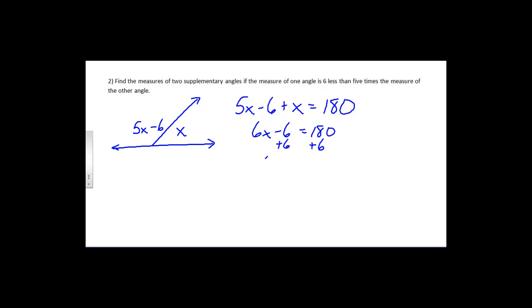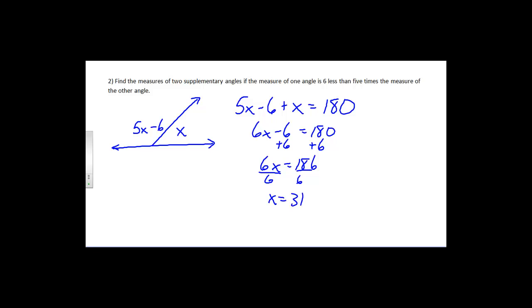So when I don't know how big something is, I'm going to assign it a variable. Let me choose x. If I choose the smaller angle here to be x, the other one would be 6 less than 5 times that. Well, 5 times something would be 5x. 6 less than that would be minus 6. I now know that both these angles, since they are supplementary, have to add up to 180. So I'm going to add these together and solve for x. When I add them together, I need to combine like terms. 5x plus x was 6x. Now that I've combined my like terms, I can solve this equation by adding 6 to both sides. When I add 6 to both sides, I get 6x is 186. And when I solve for x, I divide by 6 to get x is 31.